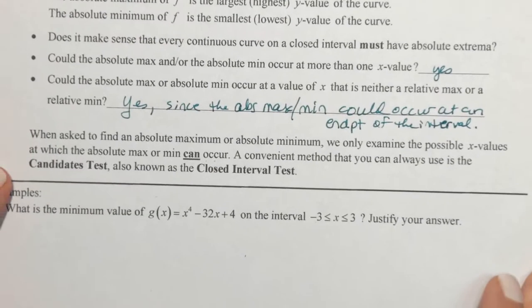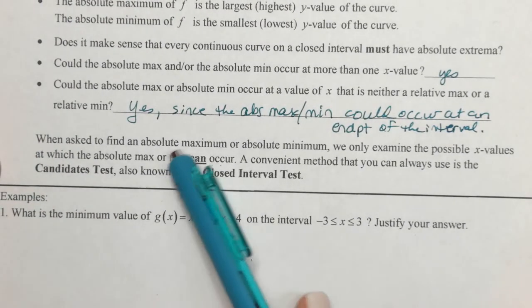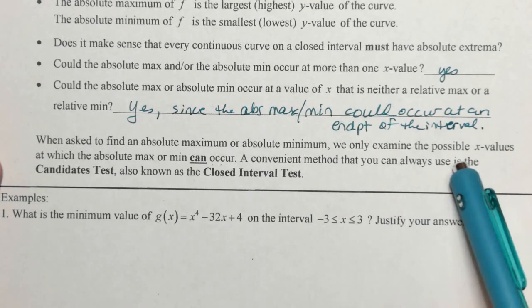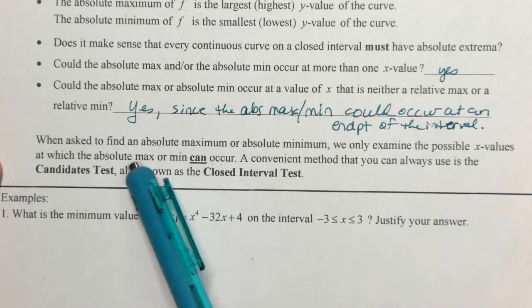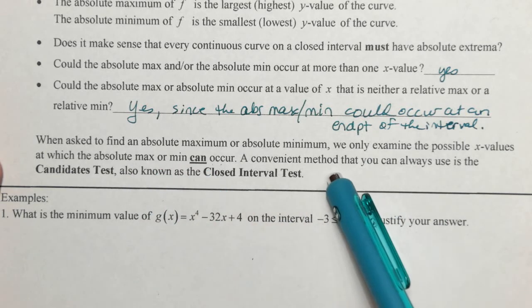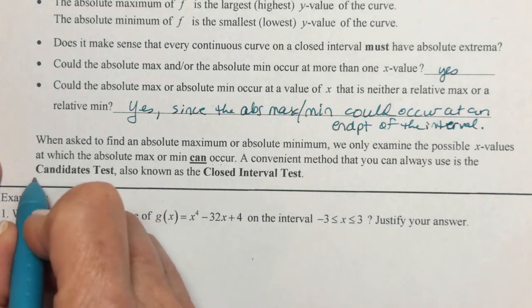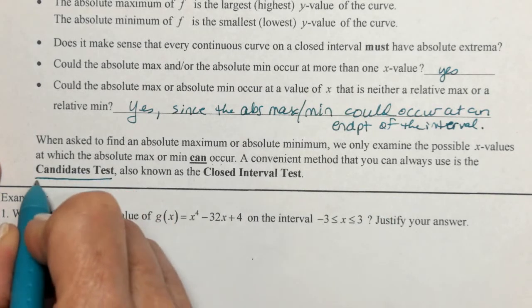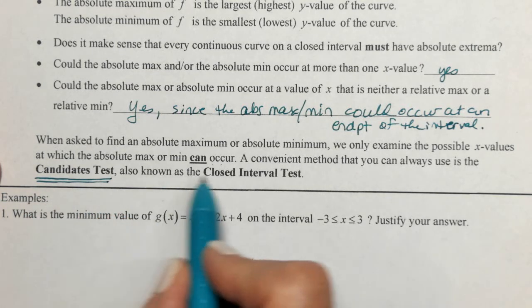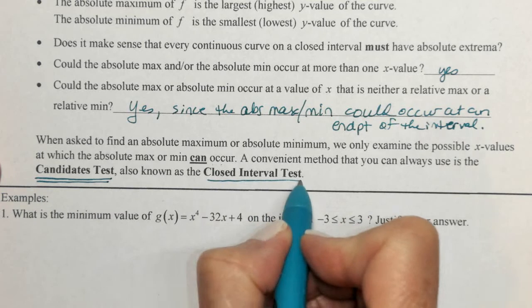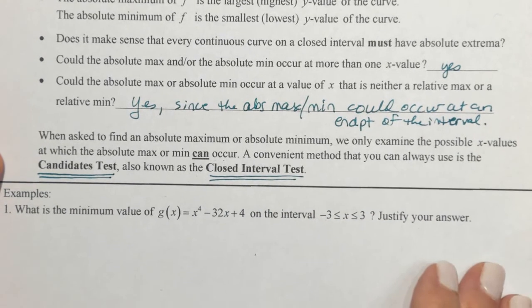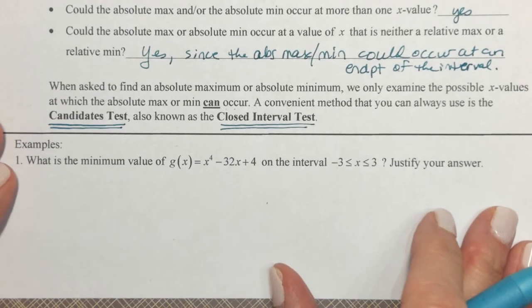Alrighty. When you are asked to find an absolute max or an absolute min, we only examine the possible x values at which the absolute max or min can occur. A convenient method that you can always use for this is known as the candidates test, and the candidates are the x values. So it's also known as the closed interval test. Either phrase is fine.